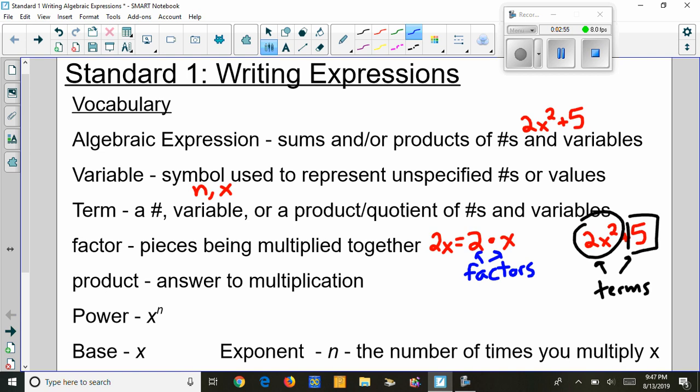And then another piece we're going to see has to do with powers, bases, and exponents. If we go back to what I used for algebraic expression and for term, we had the x squared. That is an example of a power. And the power is made up of the base, which is x, and the exponent, which is the 2.